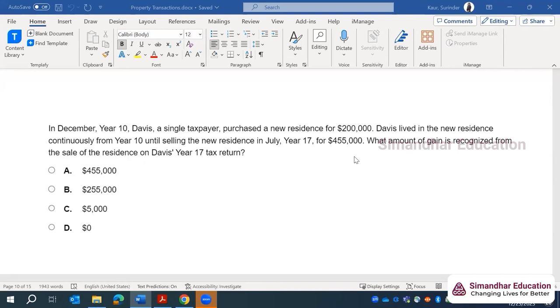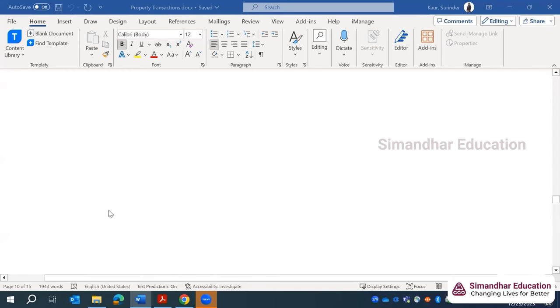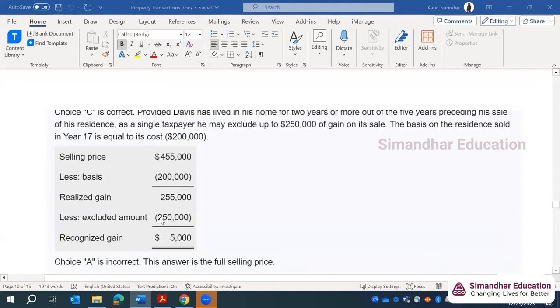My purchase price is $200,000. My sale price is $455,000. So I have an overall gain of $255,000, right? So I can exclude up to $250,000. So I will recognize a gain of $5,000 here. Okay.